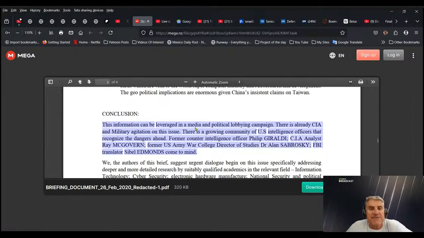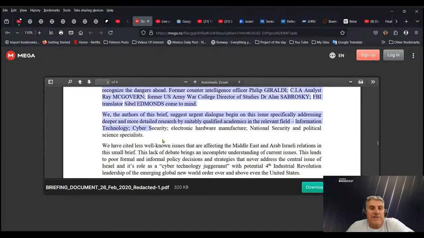This information can be leveraged in a media and political lobbying campaign. There is already CIA and military agitation on this issue. There is a growing community of US intelligence officers that recognize the dangers ahead. Former counterintelligence officer Philip Giraldi, CIA analyst Ray McGovern, former US Army War College Director of Studies Dr. Alan Sabrosky, FBI translator Sibel Edmonds come to mind. We, the authors of this brief, well, me and Sufyan, suggest urgent dialogue. This is 5 years ago.